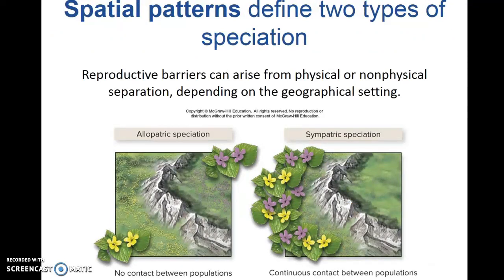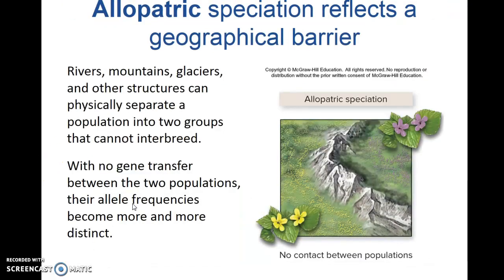There are two different types of what we call speciation. So there are two different patterns of when new species occur. Here are the two different ways that typically happens. The first example we're going to talk about is allopatric speciation. This happens when a physical geographic barrier pops up between two populations of the same species.